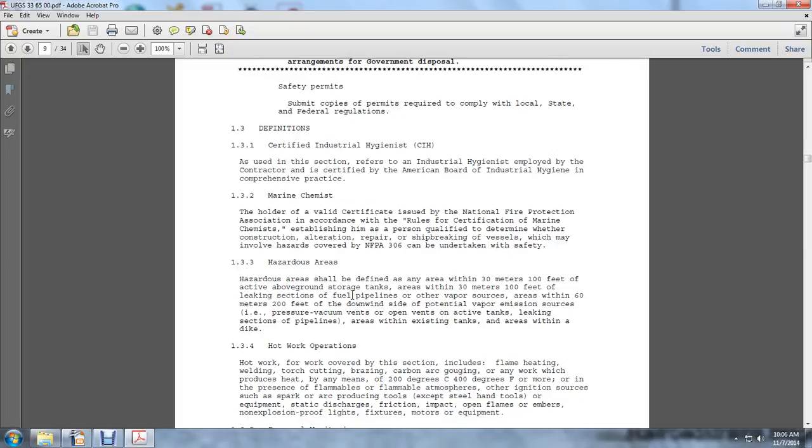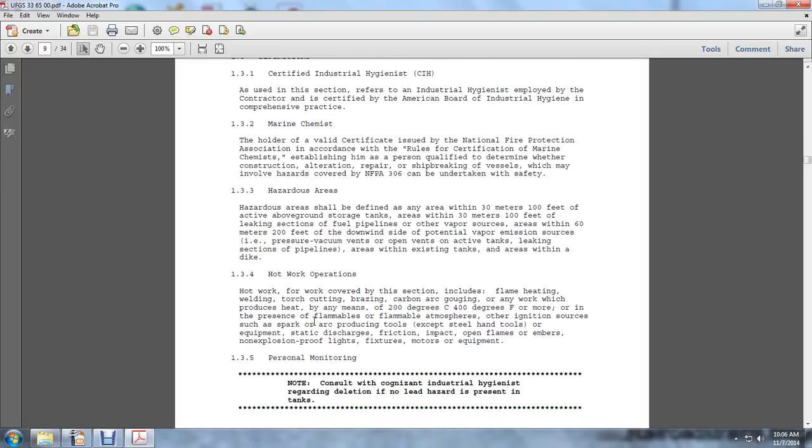1.3.3 Hazardous Area. Hazardous areas are shown and defined as any area within 30 meters or 100 feet of active aboveground storage tanks; areas within 30 meters or 100 feet of leaking sections of full pipelines and vapor sources; and areas within 60 meters or 200 feet of the downwind side of potential vapor emission sources, i.e. pressure vacuum vents, other open vents of active tanks, leaking sections of pipelines, areas existing in the tanks, and areas within the dike.